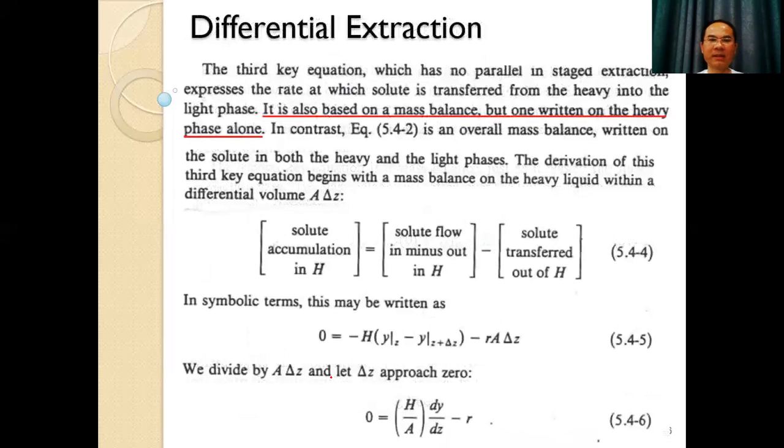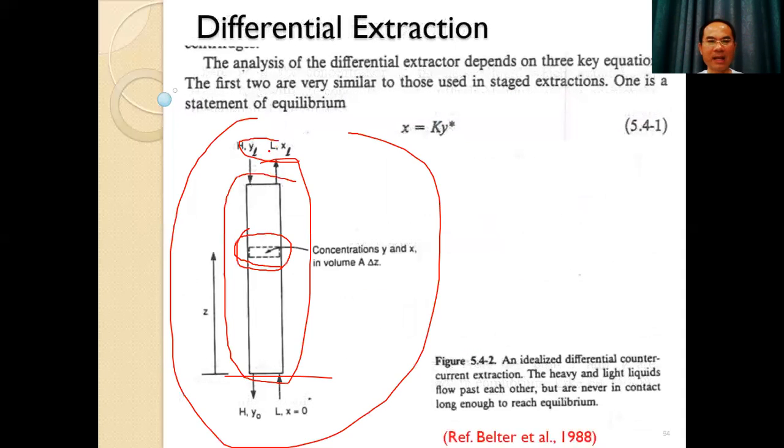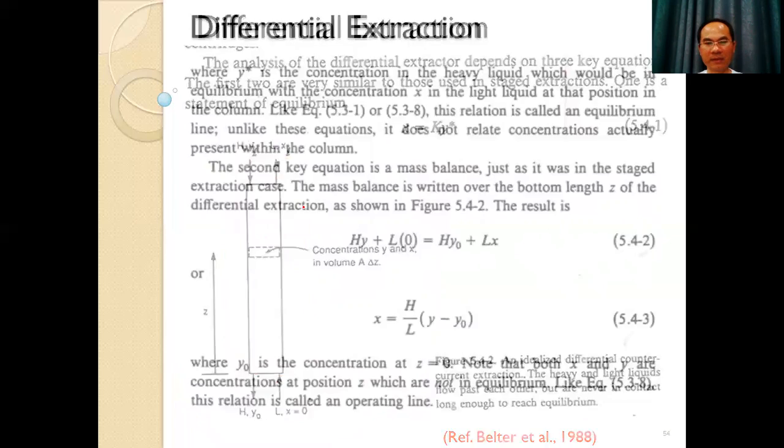And another equation that we need for this case, we will balance. So we use the balance in the heavy phase around the column, a small volume like this. What happened? There is some heavy phase input at Z, output at Z plus delta Z, light phase input at Z, out at Z plus delta Z, something like this. But for this case, we only consider the heavy phase.